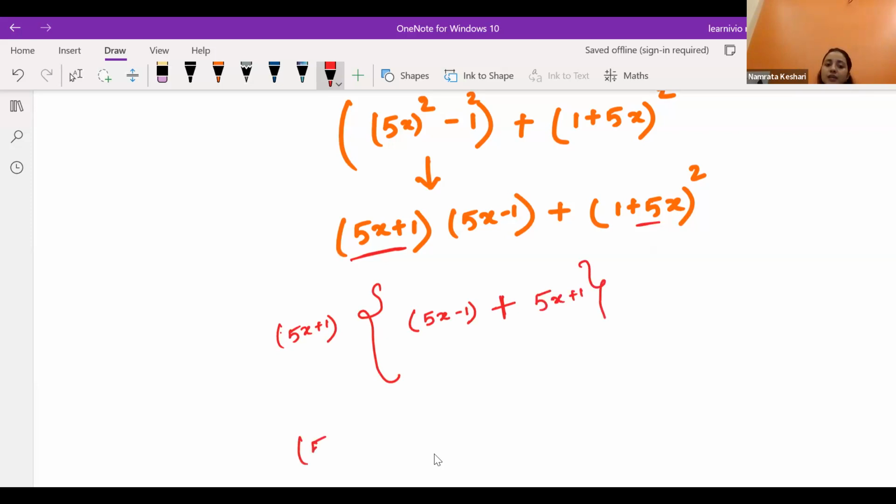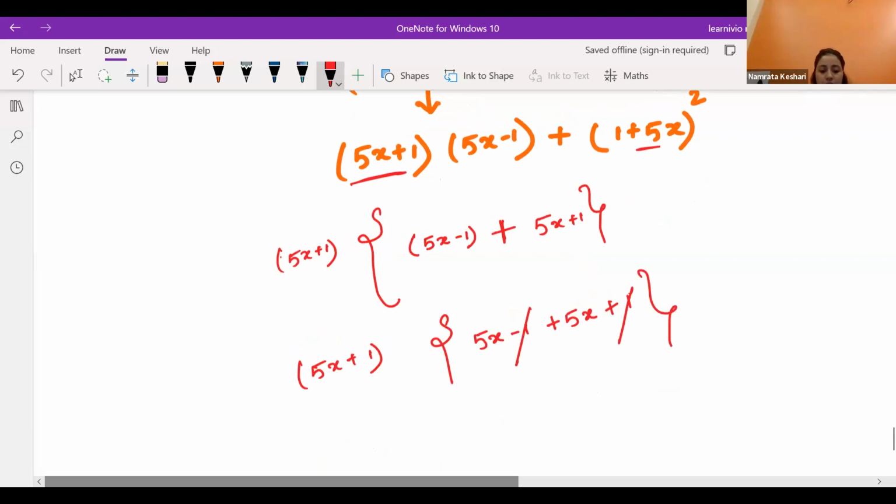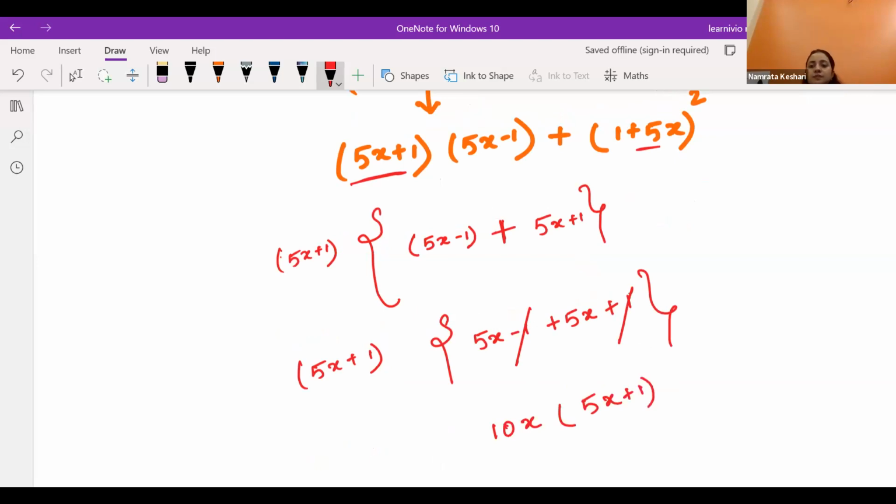Now here we are having 5x plus 1. There 5x minus 1 plus 5x plus 1. Anything getting cancelled out? Negative 1 and positive 1. So we are left with 5x plus 5x. 5x plus 5x is what? 10x. Are we done with factorization? Something into something into something. Yes, we are done with the factorization, right?